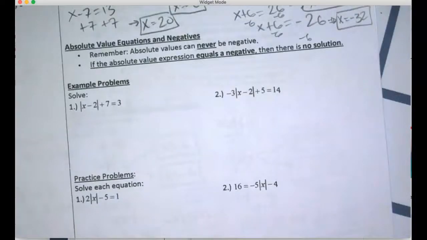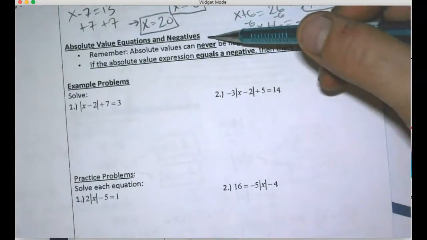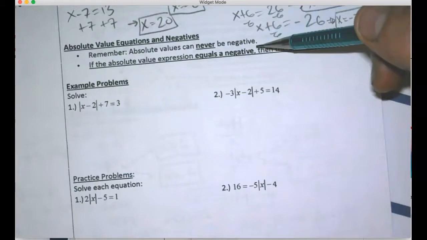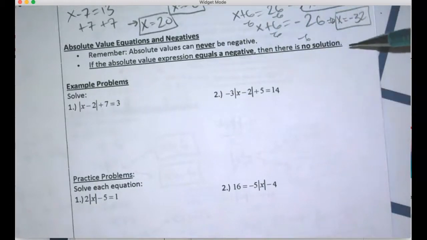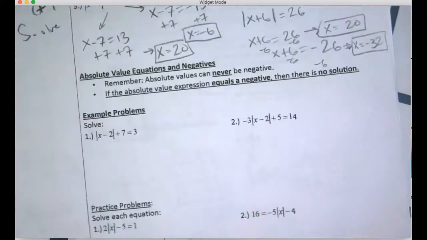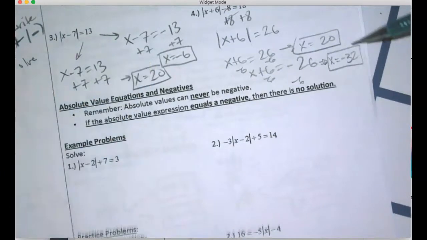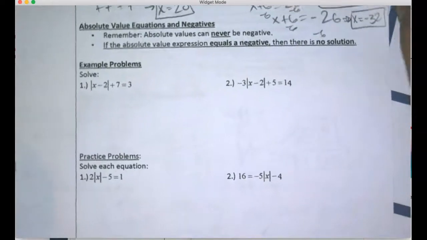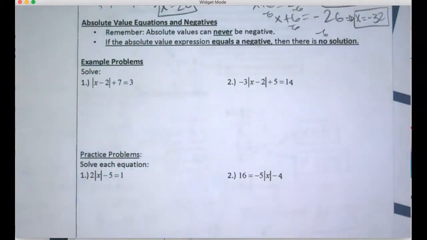These last few problems are, as you can see here, absolute value equations and negatives. Remember, absolute values can never be negative. If the absolute value expression equals a negative, then there's no solution. So when you're solving an absolute value equation, you might get a negative answer. But take the math and try to interpret it literally, meaning the absolute value itself can never equal a negative number.